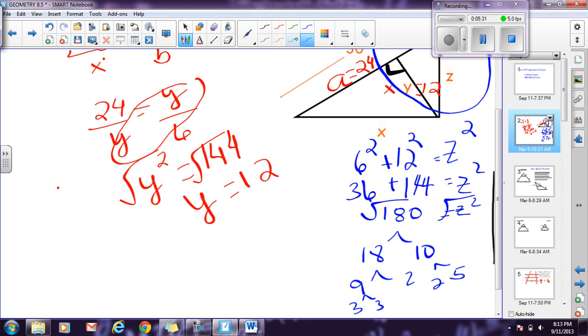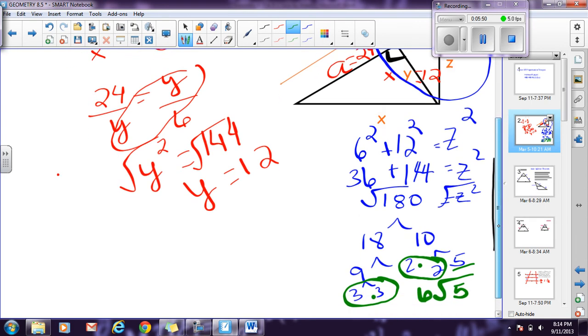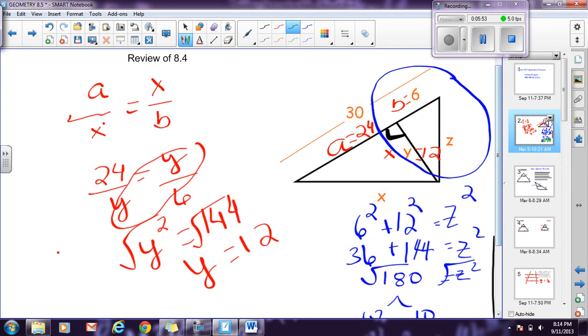So if I get a different color over here, I see that I have a pair of 3s and a pair of 2s. So those come out together and it becomes a 6, right? Because 2 times 3 is 6. And on the inside all by itself is that little lonely 5, so 6 radical 5. So 6 radical 5 is going to be the square root of 180, and that's going to equal my z.